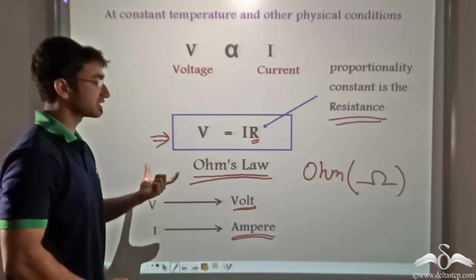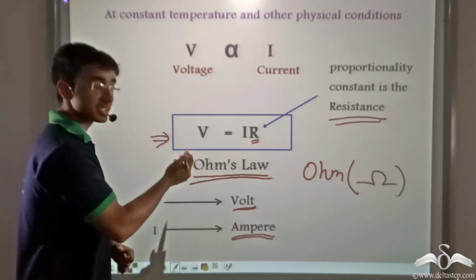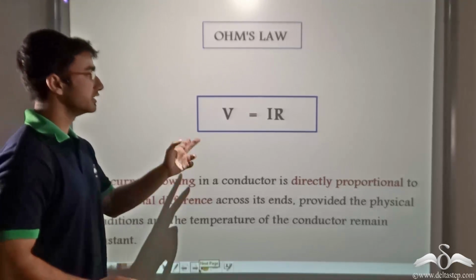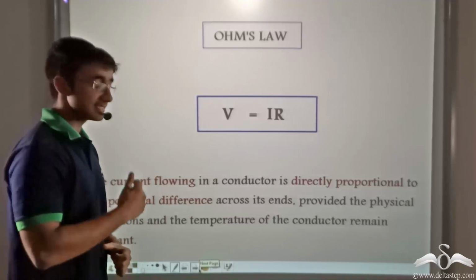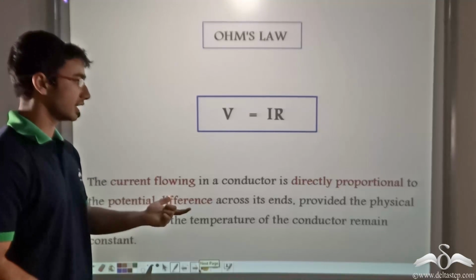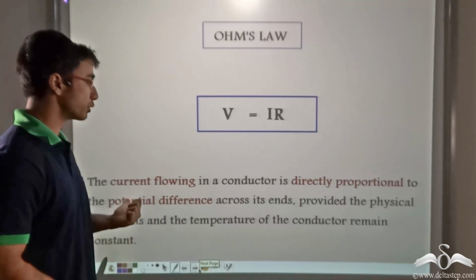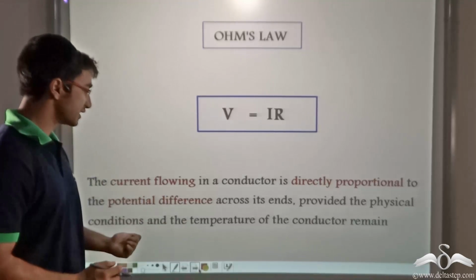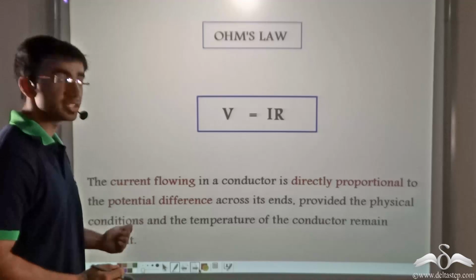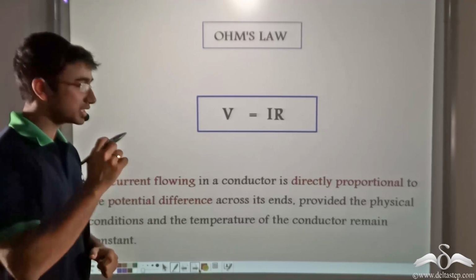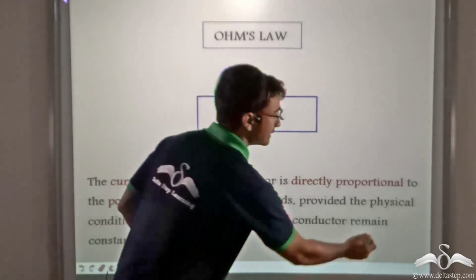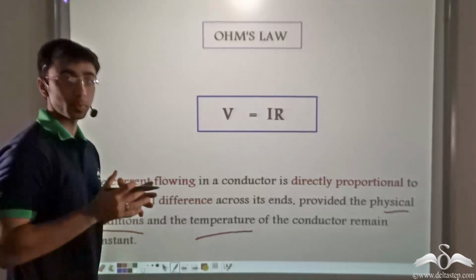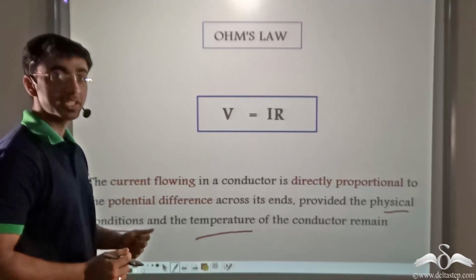So let us see what the significance of Ohm's law is and what it states. We find that Ohm's law is V equals IR, and it states that the current flowing in a conductor is directly proportional to the potential difference across its ends, provided the physical conditions and the temperature of the conductor remain constant. So it is always important to remember that the physical conditions and the temperature of where the conductor has been kept should be constant.